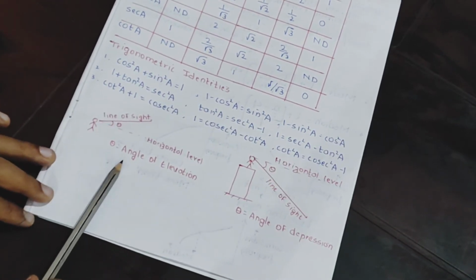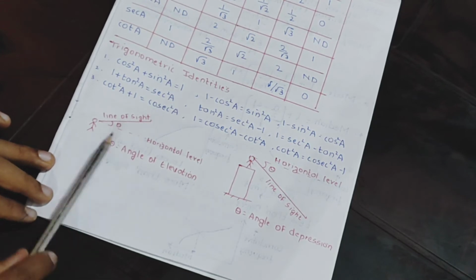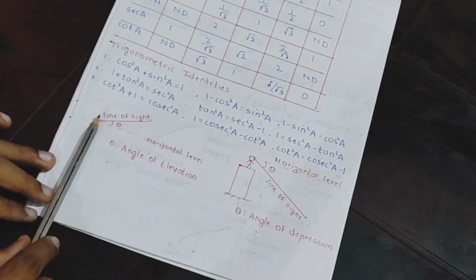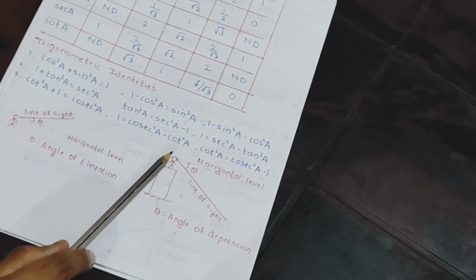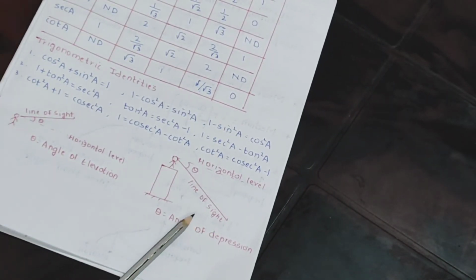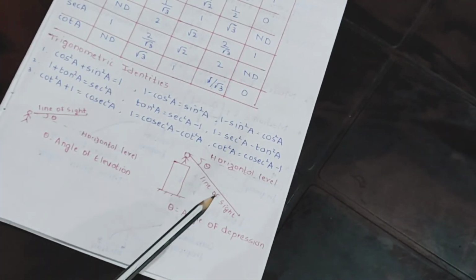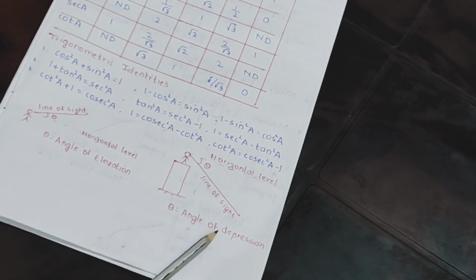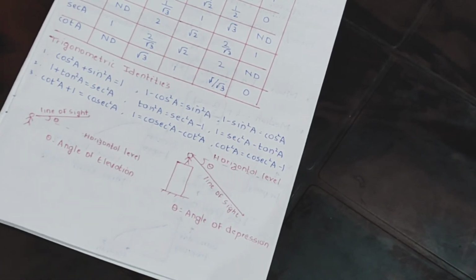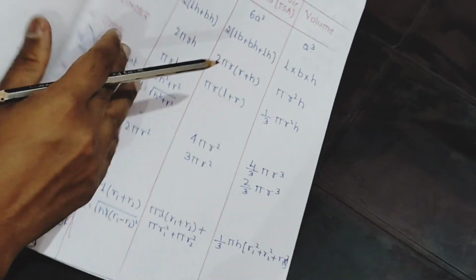Next, in applications of trigonometry, just remember this. Angle of elevation means when you look above. Angle of depression means when you look below. You are standing on the 3rd floor and seeing something on the ground floor, then your line of sight makes an angle with the horizontal level, and that is the angle of depression. Okay, this diagram you must know.